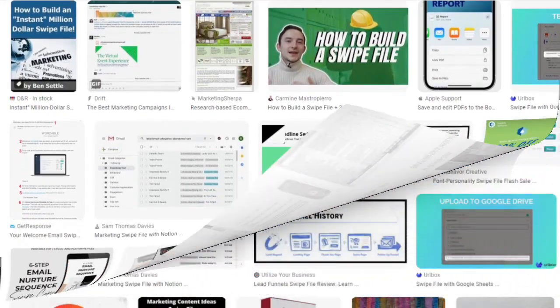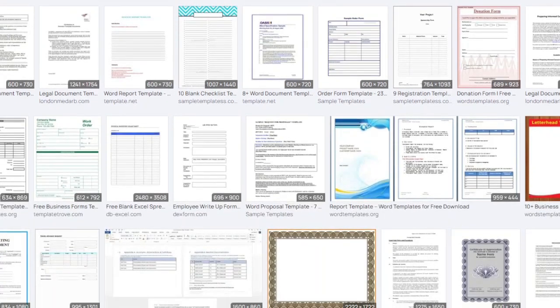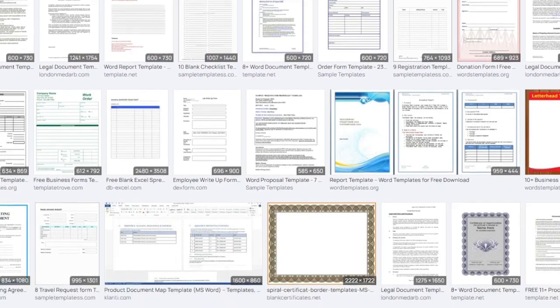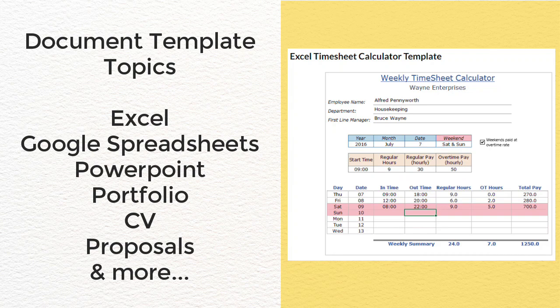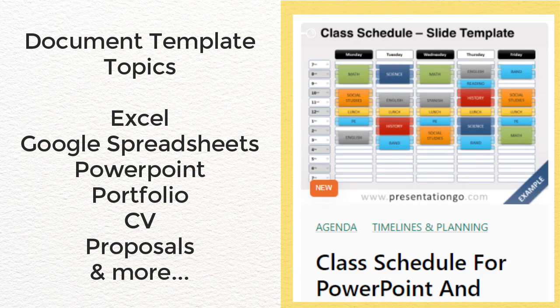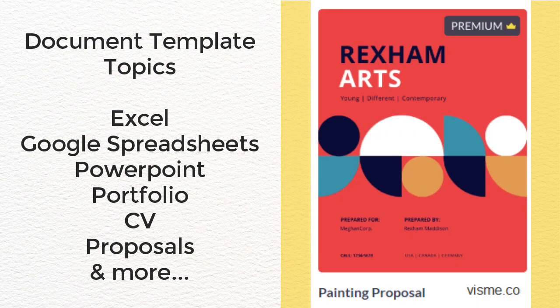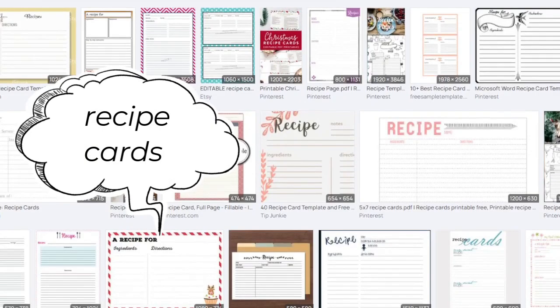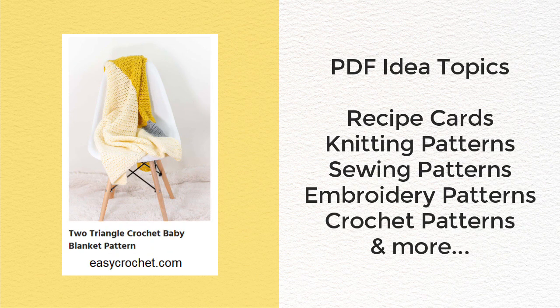to other businesses. Now let's go on to document templates, which are a blueprint for generating other documents. So you use that template and create more of the same style. Now this can work for Excel spreadsheet templates, Google spreadsheet, PowerPoint templates, portfolio or CV templates, proposal templates, contract templates, and there's so much more. Then we have recipe cards, we have knitting patterns, sewing patterns, embroidery patterns, and patterns can go on.